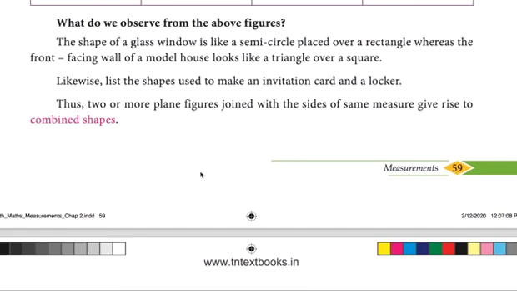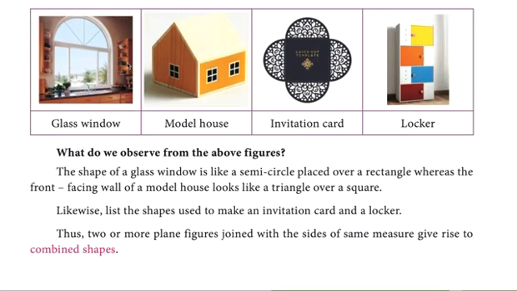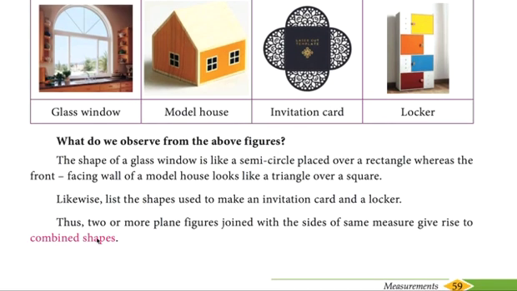So what do we observe from the following figures? The shape of the glass window is like a semicircle, as I told you just now, placed over a rectangle, whereas the front facing wall of a model house looks like a triangle over a square, this one. Likewise, list the shapes used to make an invitation card and a locker. This is the invitation card and this one is the locker.